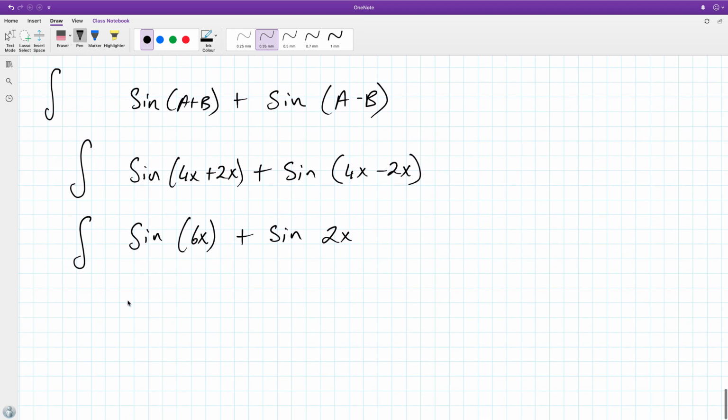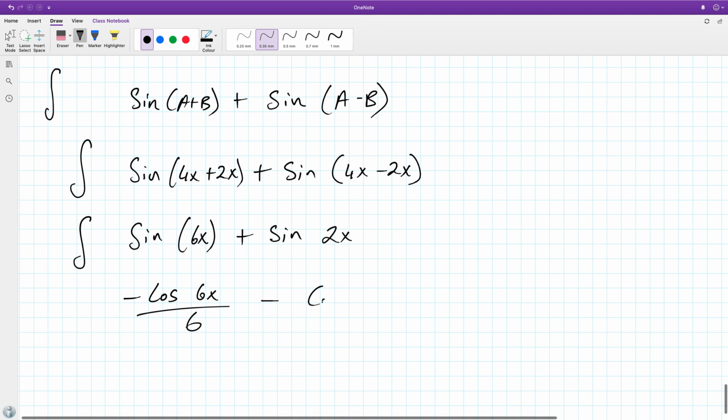We integrate the sine of 6x, integrate sine, and we get minus the cos. So that's minus the cos of 6x over 6 plus integrate sine, we get minus the cos of 2x over 2.